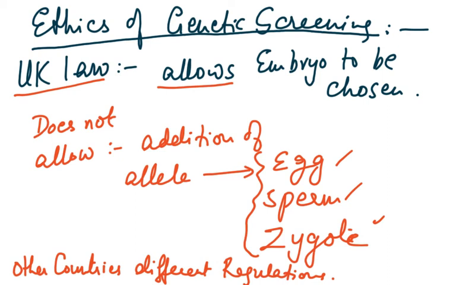Because you see, if you add an allele to the egg or the sperm or the zygote, then every cell of that human being which is going to develop from that zygote will have that allele, and we don't know what it will do to next generations. So maybe the UK law is strict about it because of that reason.